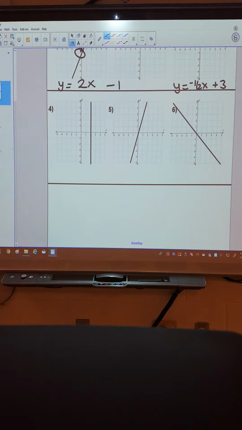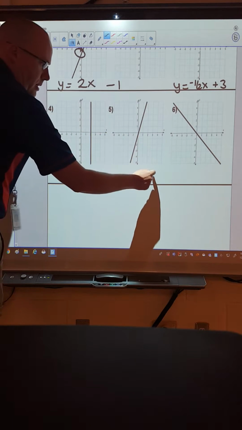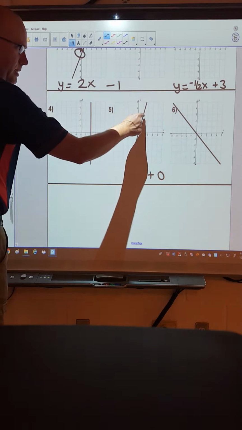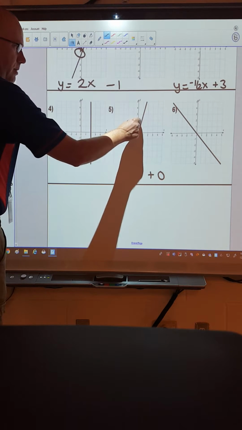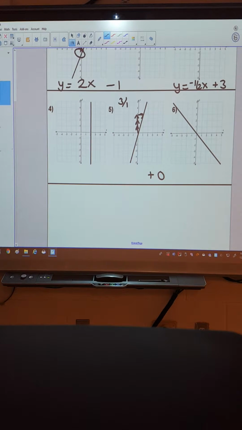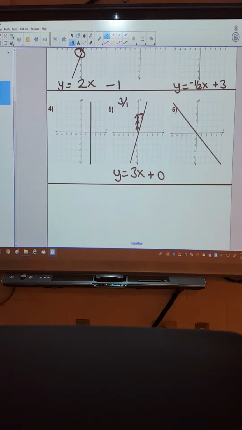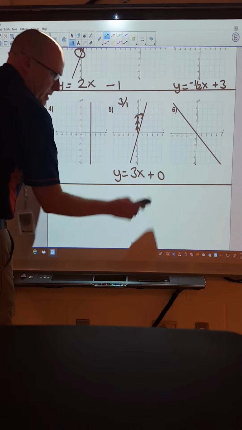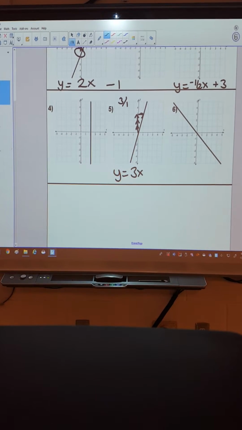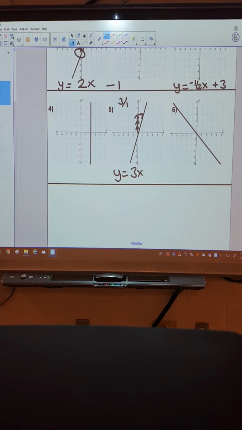Let's take a look at numbers 5 and 6. Now I can see this one goes through the origin, or 0. So I could put plus 0, but you're not going to see that on the SLR or on any test. This one appears to go up 3 and across 1, and 3 divided by 1 is 3. So our equation is y equals 3x plus 0. Even better, we can just put y equals 3x. So when we don't have any number after our x, that tells us that it passes through the origin.